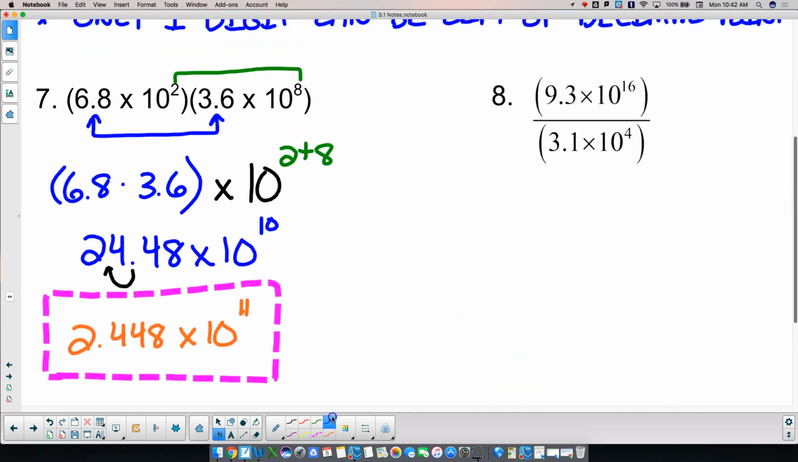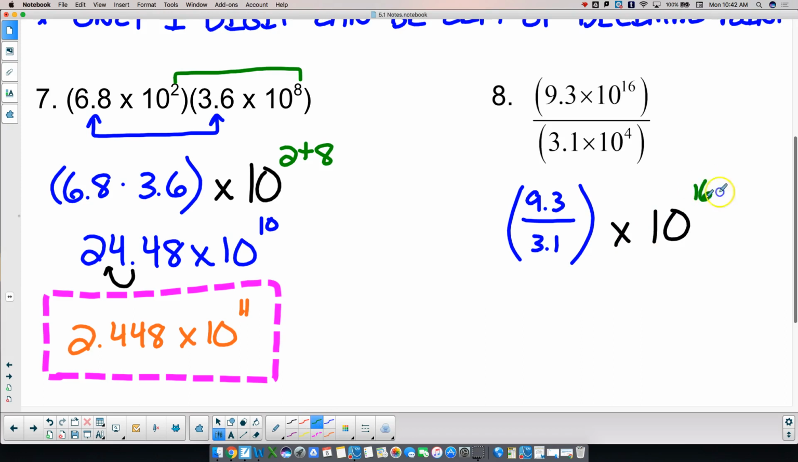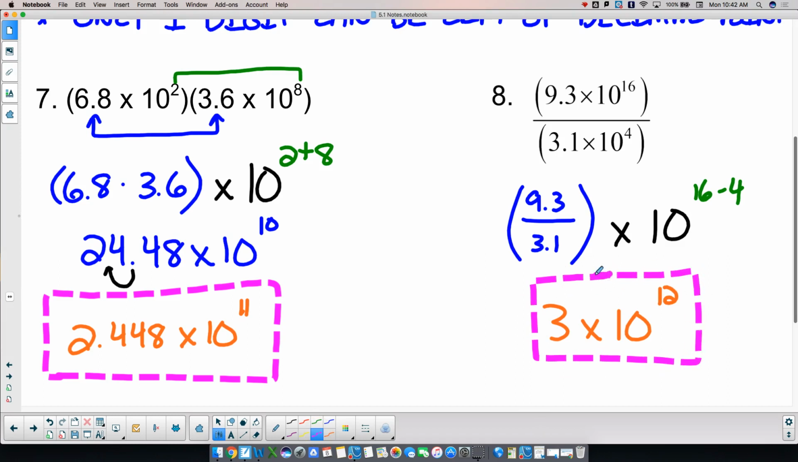So then here on number 8, I'm going to take 9.3 and I'm going to divide it by 3.1. And with my exponents, I'm going to subtract them. Top minus bottom. 9.3 divided by 3.1 is 3. So my final answer here is 3 times 10 to the 12th. Which is 3 with 12 zeros behind it. Or 3 trillion. Okay?